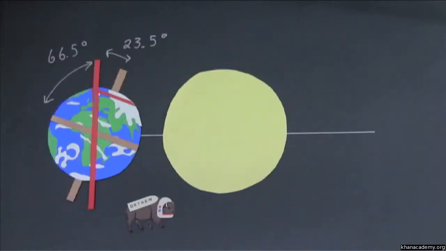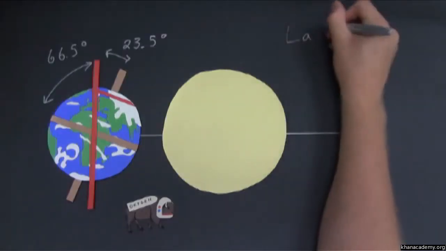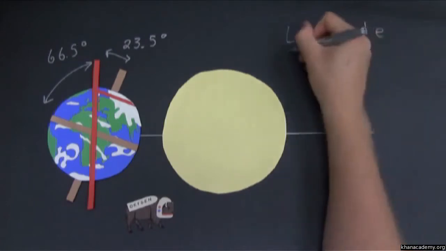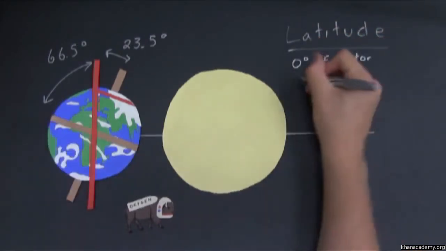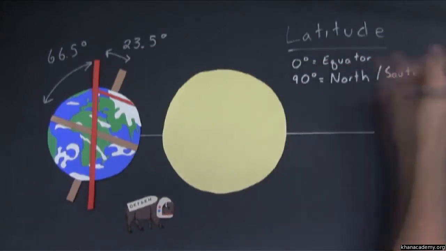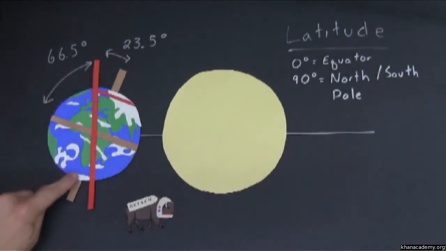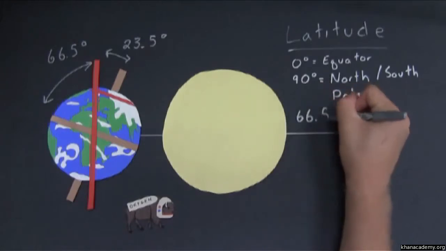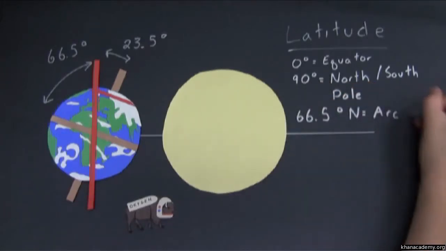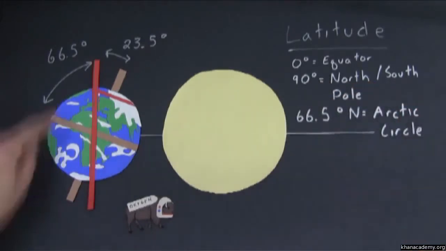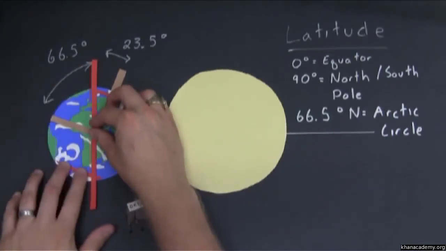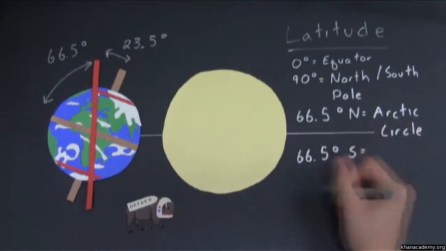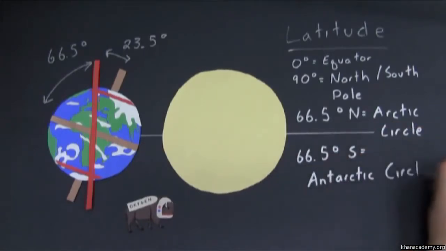Wait, latitude? What's that? Latitude is a measure of how far north or south you are from the Earth's equator. If you're 0 degrees, then you're right here on the equator. If you're 90 degrees north or south, you're on one of the poles. And if you're 66.5 degrees north, like we just talked about, you're at what's called the Arctic Circle. We can do the same thing on the southern hemisphere. We draw a circle at 66.5 degrees south. This is called the Antarctic Circle.